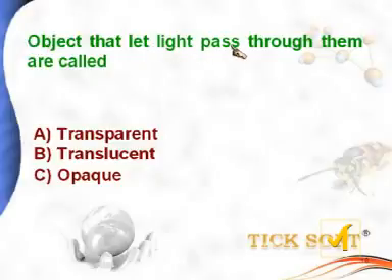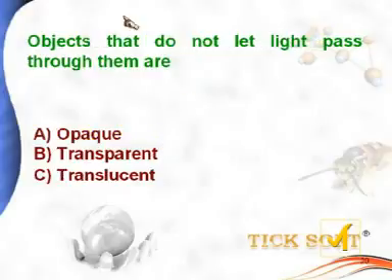Objects that let light pass through them are called, the options are option A, transparent, option B, translucent, and option C, opaque. See, which objects allow the light to pass through them? The transparent objects allow the light to pass through them. And what is this translucent? Translucent objects allow only partial light to pass through them. And opaque objects do not allow the light to pass through them. Here the answer is transparent object, so option A, transparent, is the answer.